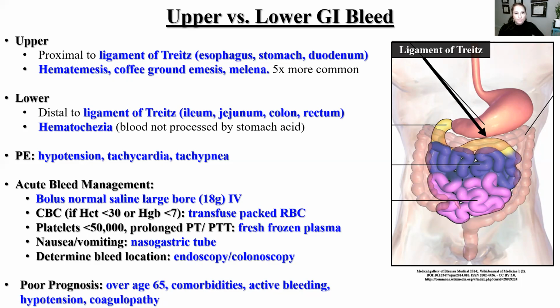Your patient has a poor prognosis for a GI bleed if they're over the age of 65, if they have comorbidities, diabetes, high blood pressure, other uncontrolled diseases. Active bleeding that you cannot figure out the location of. If they're hypotensive, that means that they've lost a lot of blood already. Or if they have a coagulable disorder, so they are hypocoagulable.